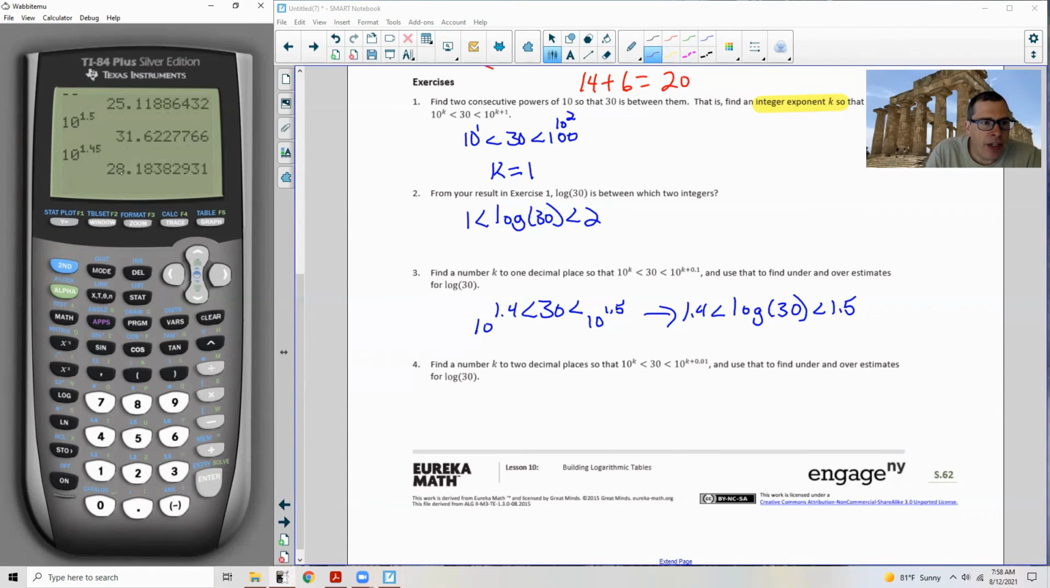And that's still not 30. So I just cut out 1.4, 1, 2, 3, and 4 without having to type a whole bunch of stuff in. So now I know that 1.45 is still less than 30. So I'm going to try 10 to the 1.46.